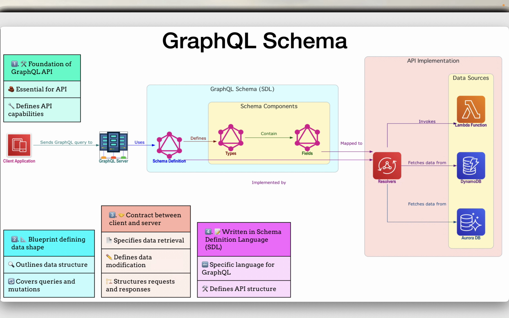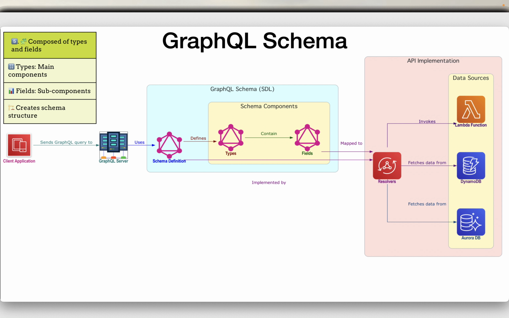GraphQL schemas are created using SDL, a specific language designed for defining the structure of GraphQL APIs. Schema definition language. So it is composed of types and fields. SDL consists of two main components, types and fields, which work together to create the established structure of the schema. So first we'll see types.